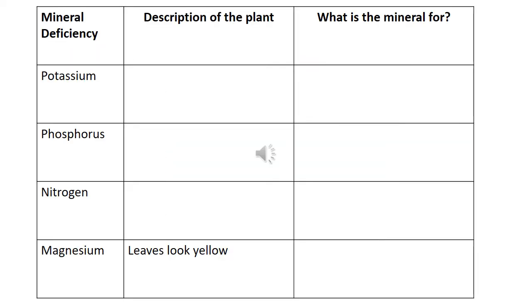And here's what you should have written down. Don't make it too complicated, nice and simple. If it doesn't have enough magnesium, then a plant's leaves will look yellow. So make sure you've written something in your table under magnesium that the leaves look yellow. Do that before we go on to our next leaf.